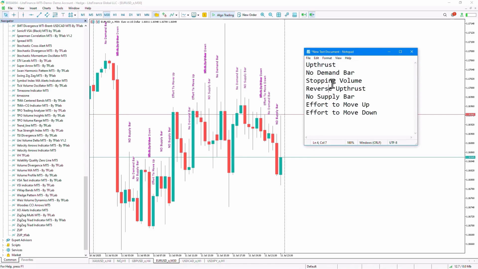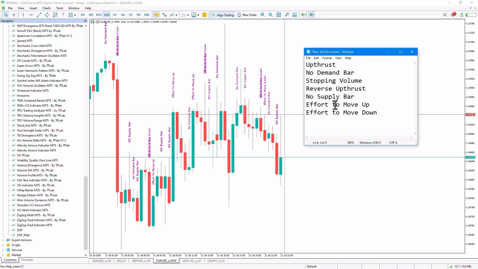This occurs when the spread is wide, the volume is high, and the candle is bullish, but the low of the candle closes lower than the previous candle. In this case, this signal is generated for us. The next signal is the no supply bar, which indicates the absence of supply at the bottom of the market. This signal is generated when the spread is narrow, the volume is low, and the candle is bearish.